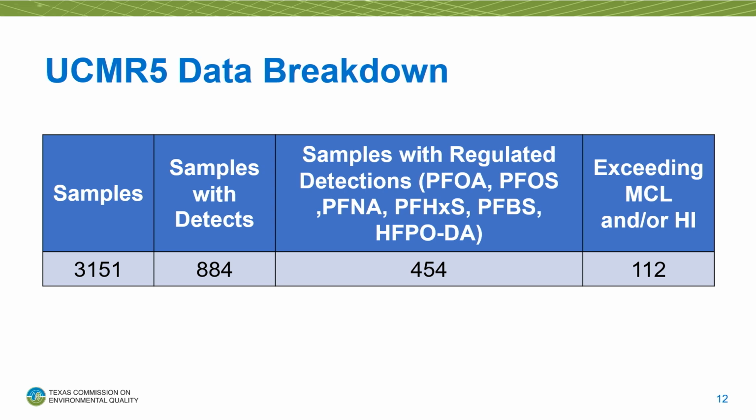So just wanted to give you a data breakdown of the UCMR 5 data so far. I believe this is data that was released in January. So in total, 3,151 samples were collected. Of those, 884 had a detect of one of the 29 PFAS. And then of that 884, 454 had a detection of one of the regulated PFAS, which are PFOA, PFOS, PFNA, PFHxS, PFBS, and HFPO-DA, or GenX chemicals.